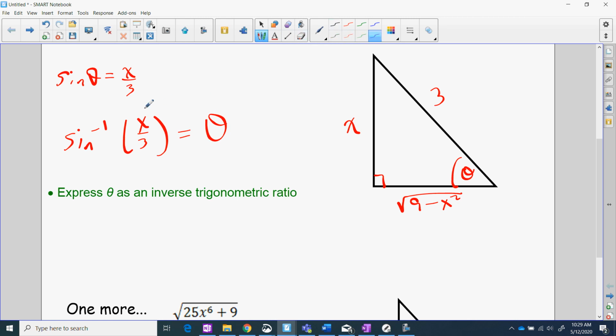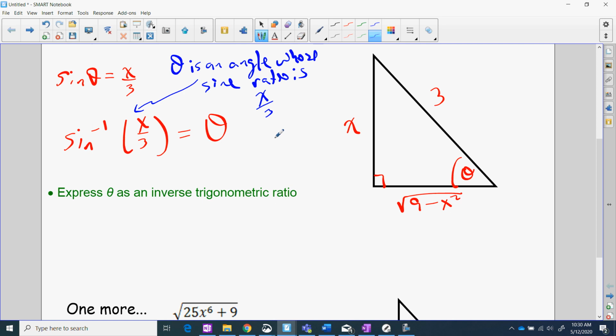If you translate this to basically the way we would say it, inverse sine of x over 3 is telling you angle theta, so theta is an angle whose sine ratio is x over 3.